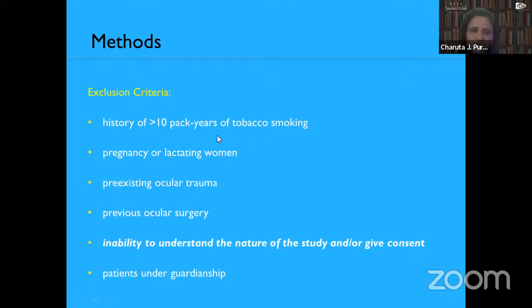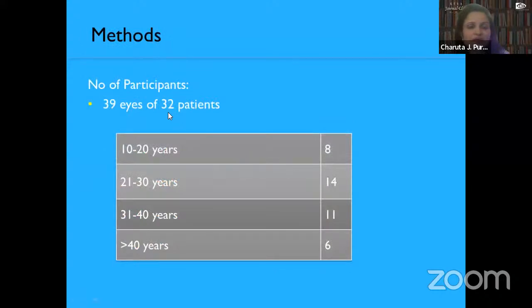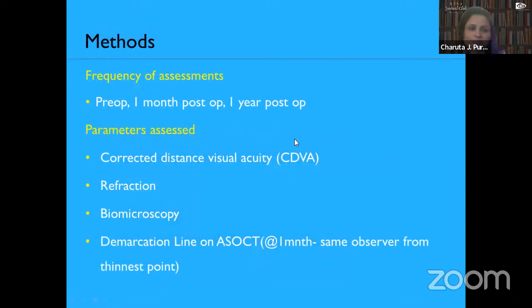Exclusion criteria were more than 10 pack-years of smoking, pregnancy, pre-existing trauma, and surgery. Also, inability to understand the nature of the study or give consent was mentioned in the exclusion criteria. Number of participants included 39 eyes of 32 patients, maximum of them were between 21 and 40 years, with 8 less than 20 and 6 more than 40 years of age.